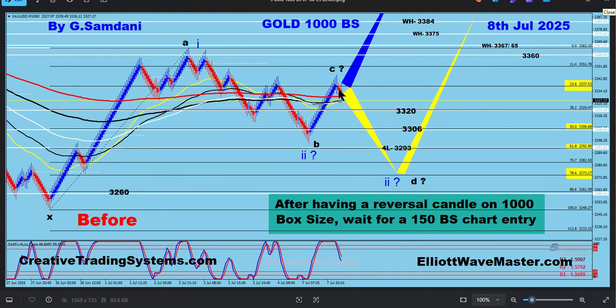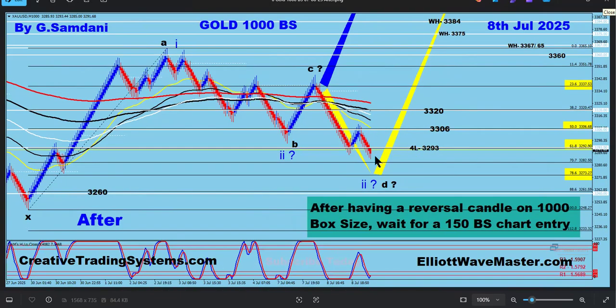We had a reversal candle and a couple of red candles. So I said, okay, now there are more chances that my yellow count is my first preference, blue is my second preference, right? Always remember that. So I said, more chances now that it's going to drop here into this area and then go to the upside rather than go straight from here. And that's exactly what happened. It started to come down here, right?